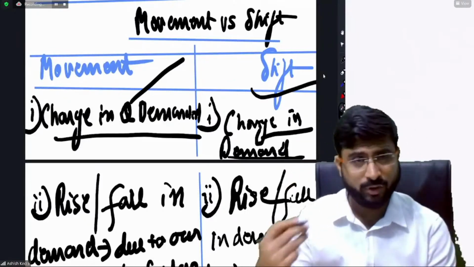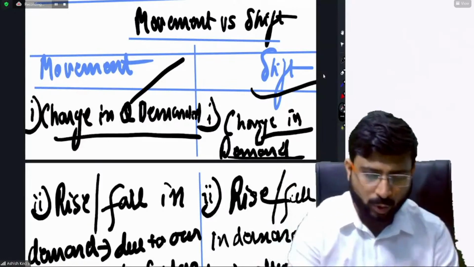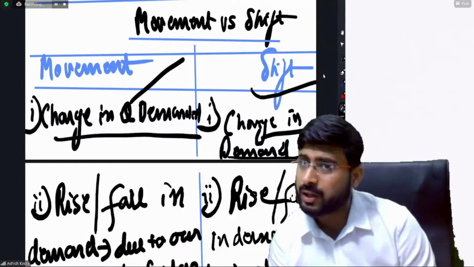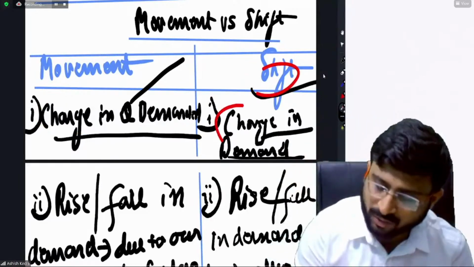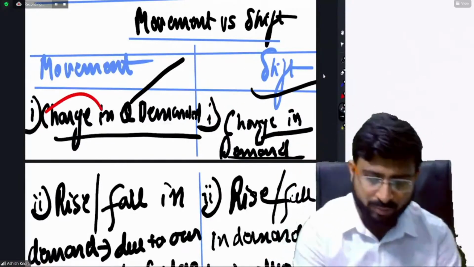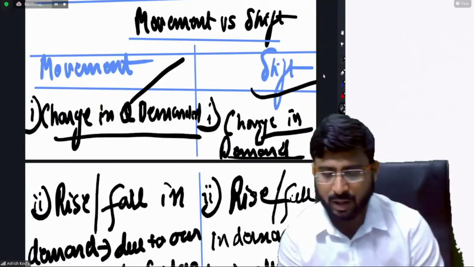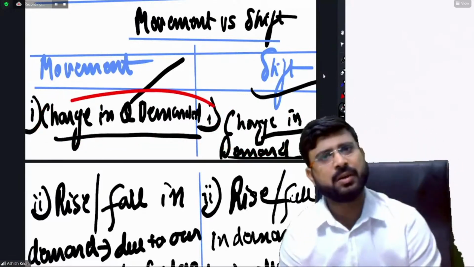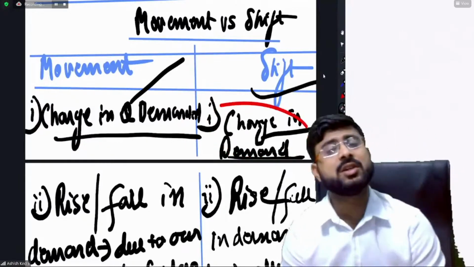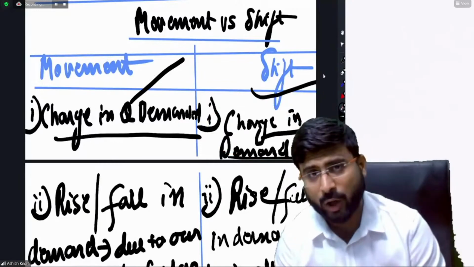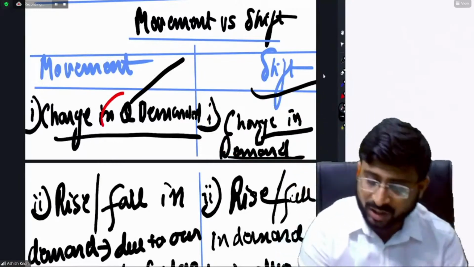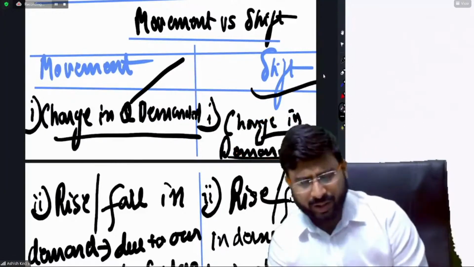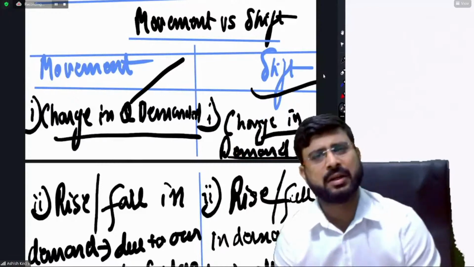See, first of all, let's talk about synonyms. So everyone, movement is also called change in quantity demanded, while shift is also called change in demand. Acha, so sir, these two are different terms. Yes, quantity demanded refers to movement and change in demand refers to shift. But what is exactly movement of demand and shift of demand, sir?